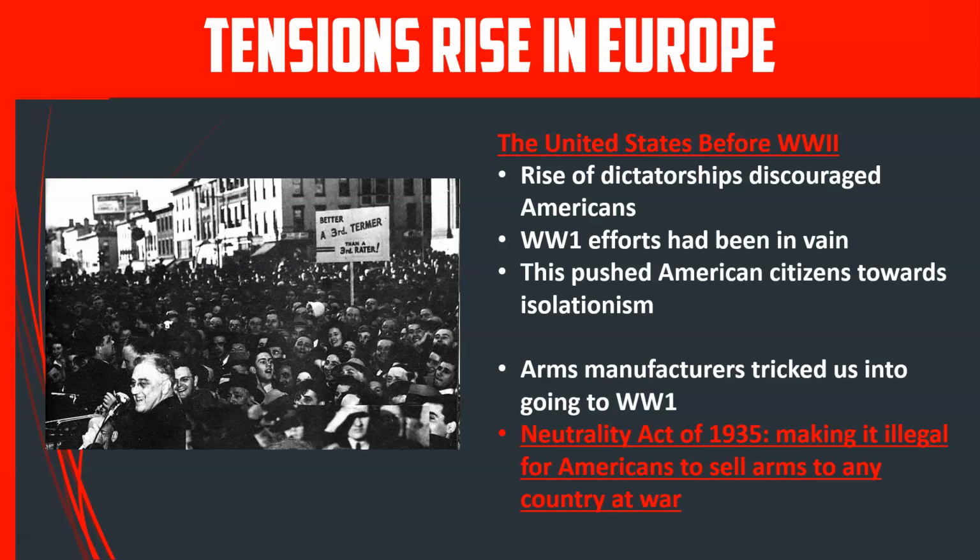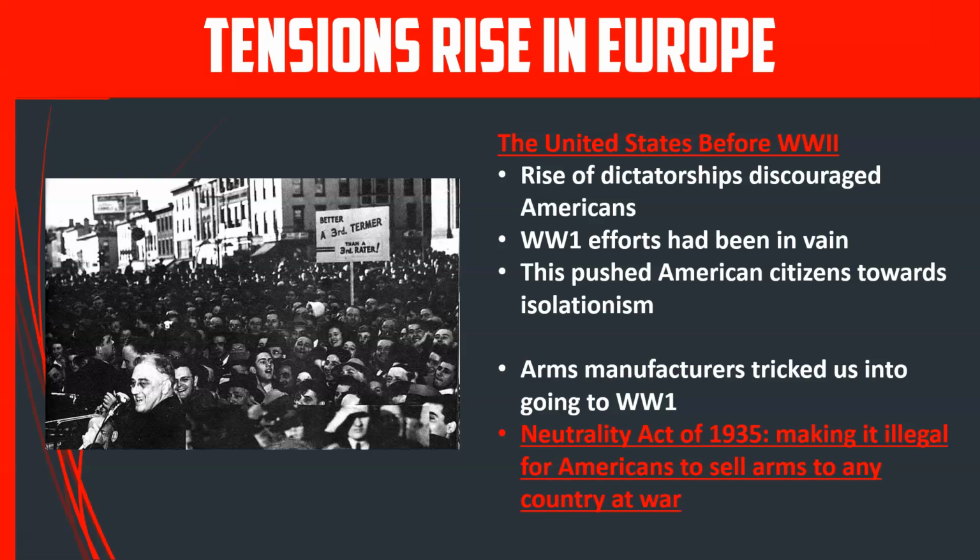Now, the United States before World War II was a very different place than what it will be after World War II, when we have completely changed, we've industrialized even further. But prior to this, we were very discouraged. The United States was discouraged of the fact that dictators were rising in Europe with Mussolini, with Francisco Franco, with Hitler, and it just discouraged a lot of Americans.